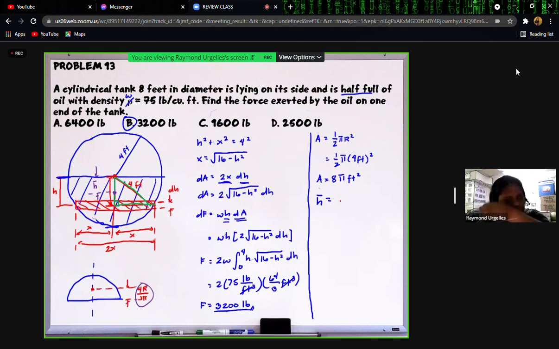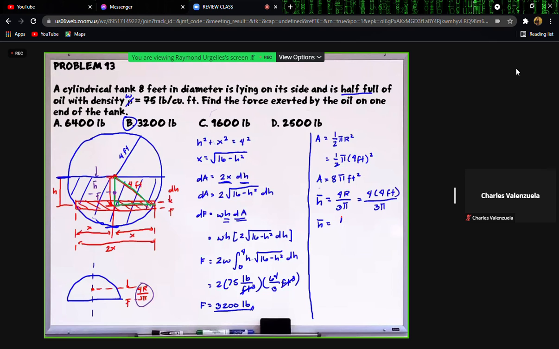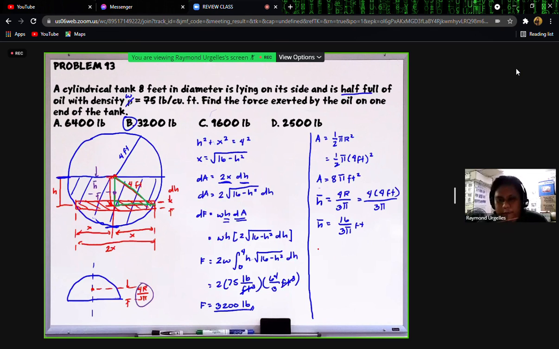So kaya pag sinolve natin to, diba? So we have h bar, this is equal to 4r over 3 pi. Okay, nakuha ba? So again, radius natin ay 4 feet. So again, 4 feet, divided by 3 pi. Okay? So pag sinolve natin to, you will get 4 times 4, divided by 3 pi. Okay? So then you will get 1.698. So gawin ko na lang itong 16 over 3 pi. So then this will be in feet. Diba? So then solving for the force, again that is given by omega, h bar times A.